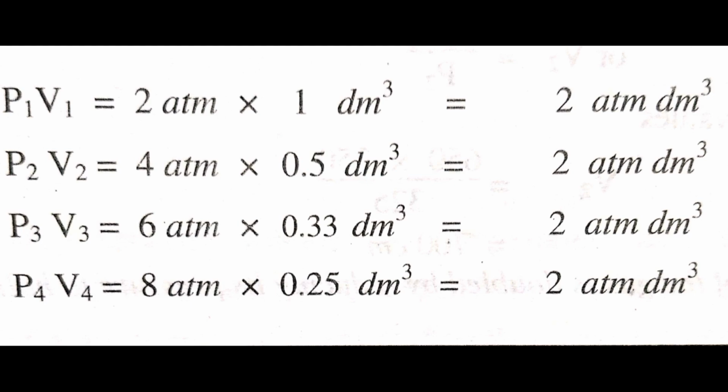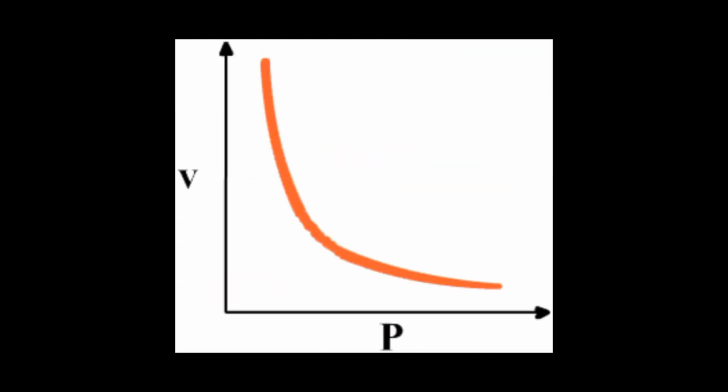It means that the product of pressure and volume remains constant. Now students, if we draw a graph between these values of volume and pressure, this type of graph will be obtained, which shows that the volume and pressure are inversely proportional to each other, keeping mass and temperature constant.